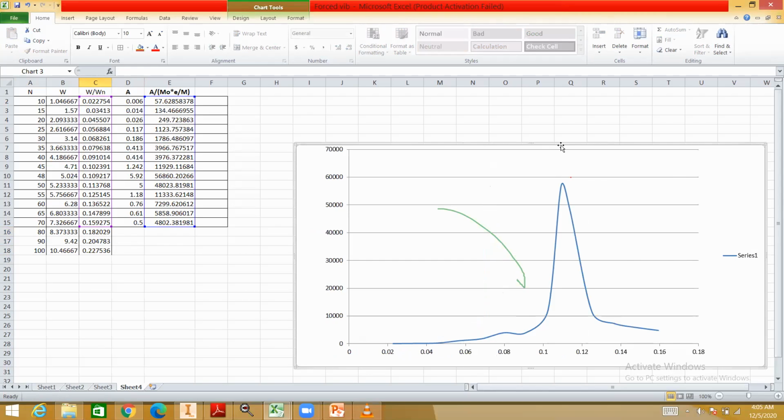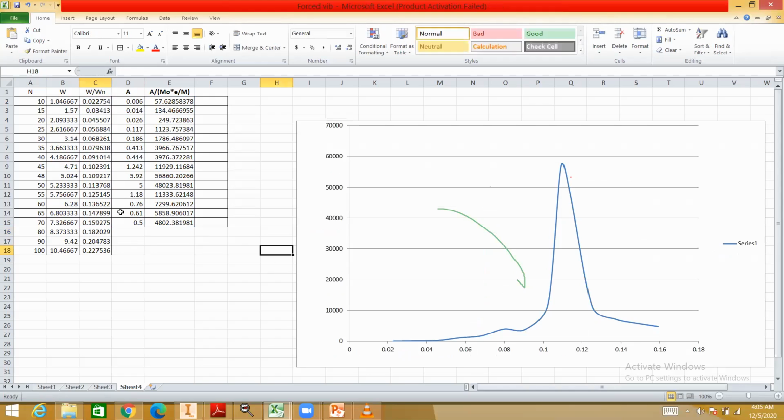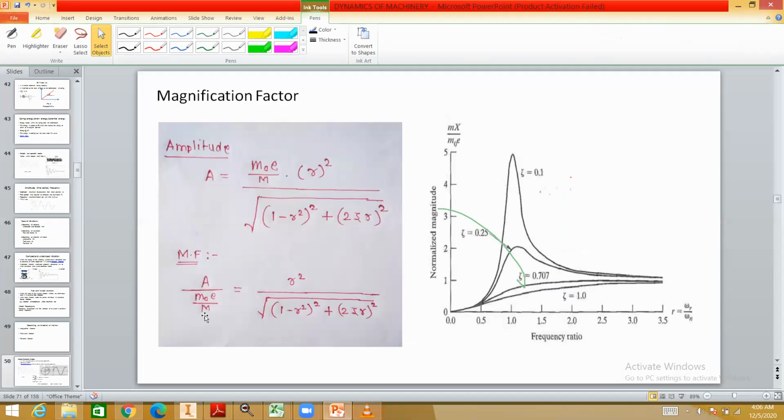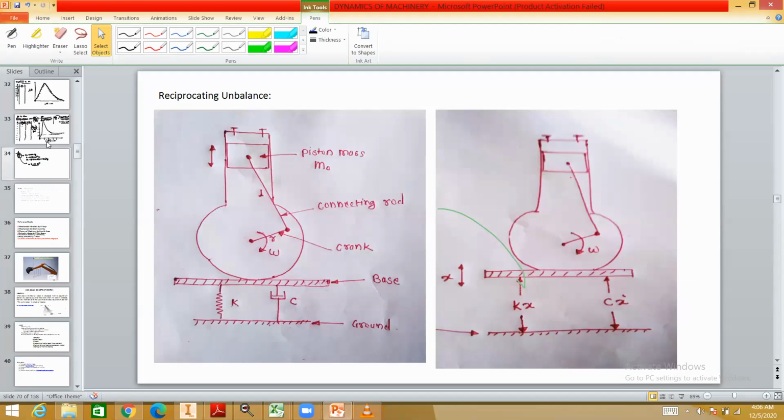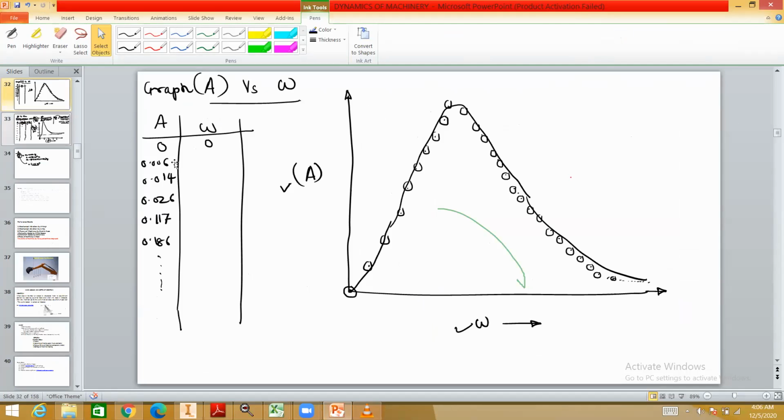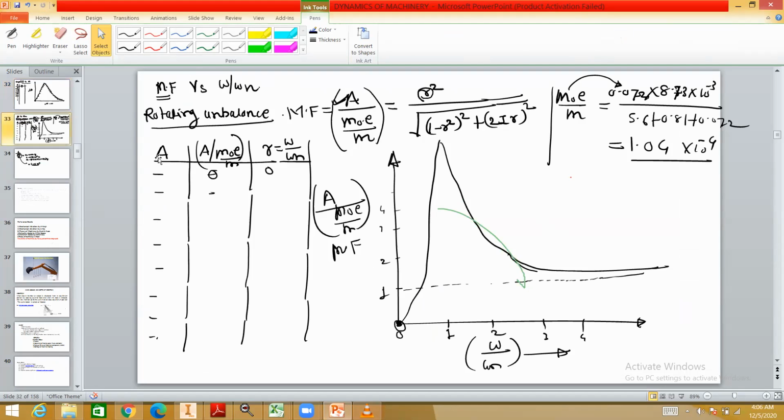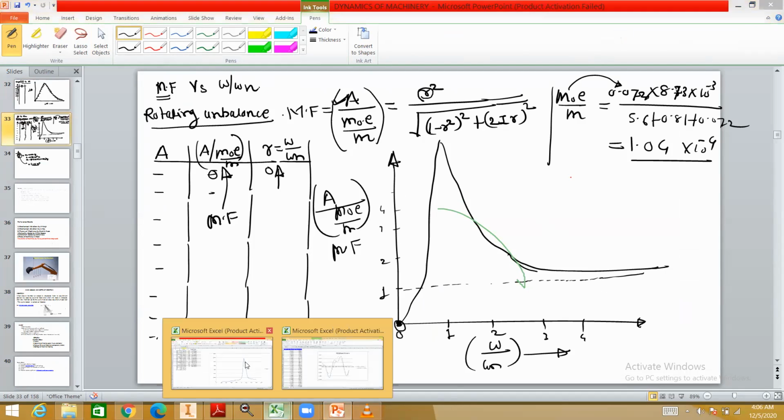If you want, you can take the screenshot of this graph, and you can take the screenshot of these readings. You have to write these readings in the write-up. So there are two observation tables separately. The first is A versus omega, and the second is A upon m0e versus frequency ratio, that is magnification factor versus frequency ratio. So this is magnification factor, and this is your frequency ratio. You will get a similar graph, but right now it is not visible exactly.